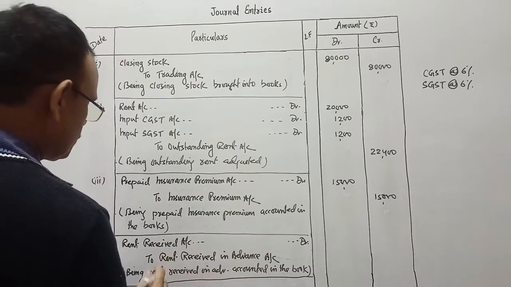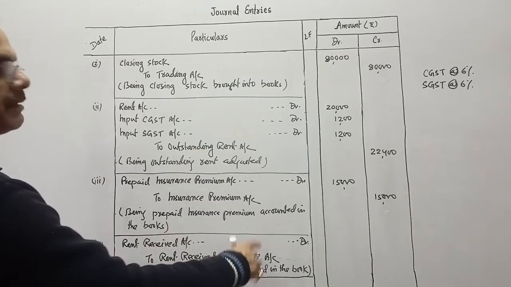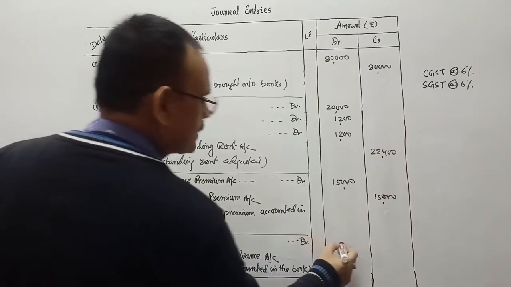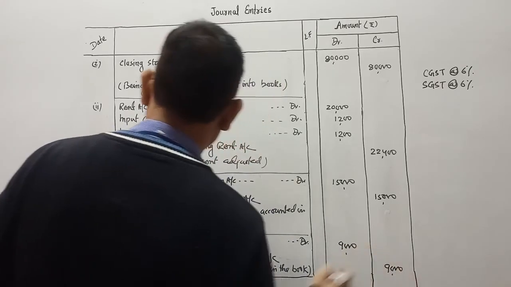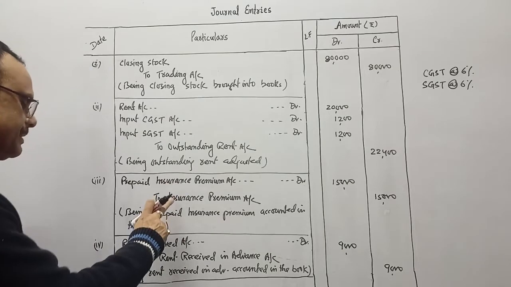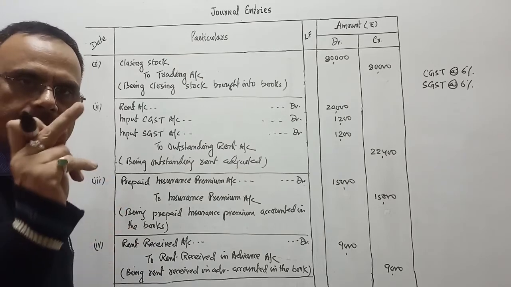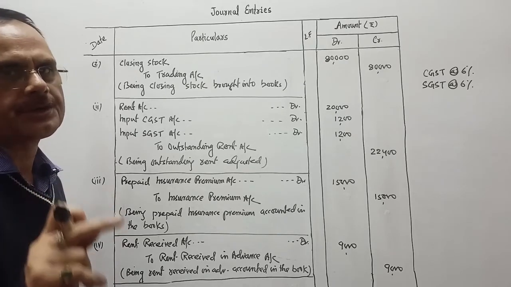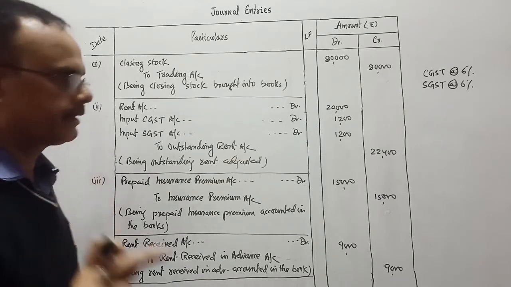Rent received in advance is also known as unearned rent. So you may open the account unearned rent as well. Rent received account debit to unearned rent, or rent received in advance. The amount given here is 9,000. So in case of prepaid expenses and income received in advance, unearned income, in both cases CGST and SGST is not recorded in the adjustment entry. Okay, this should be very clear.